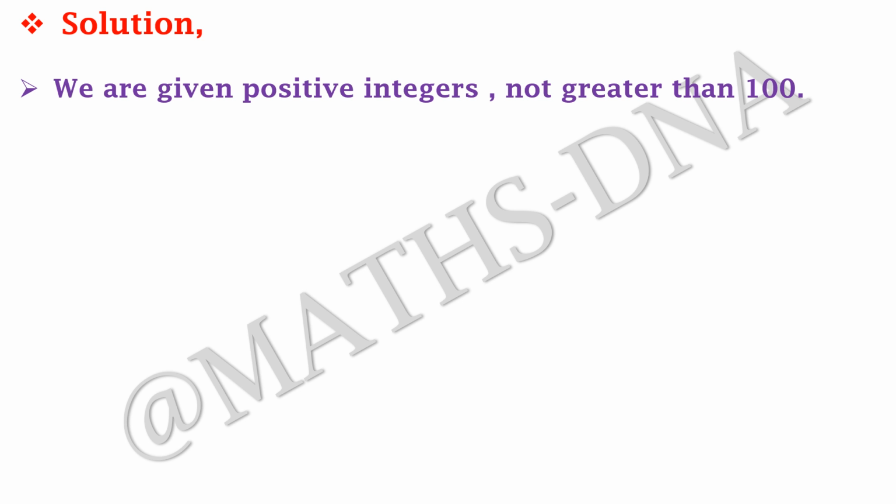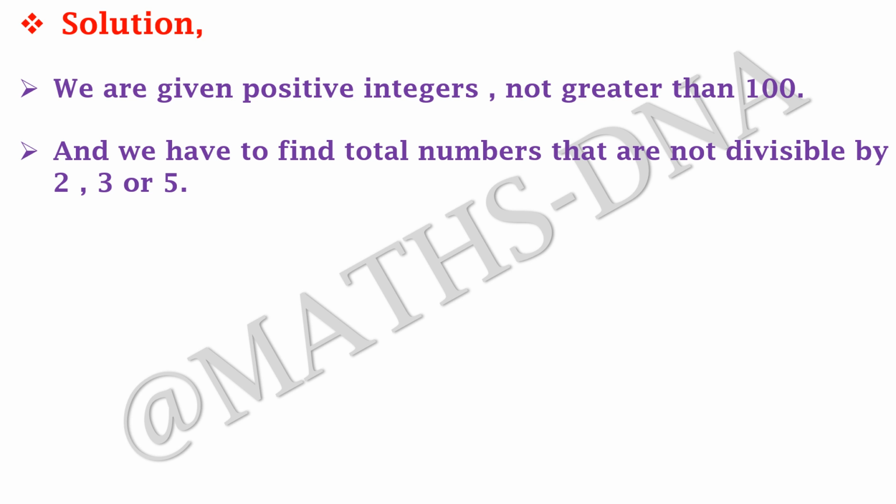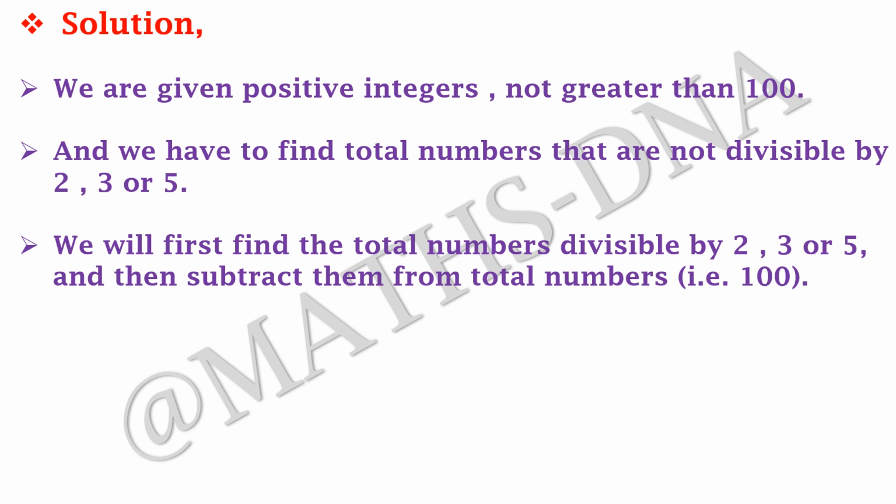Now solving the question. Firstly, it is given to us that the integers are positive and not greater than 100. And also we have to find the total numbers that are not divisible by 2, 3 or 5. Remember, not divisible by 2, 3 or 5. So we will find the numbers that are divisible by 2, 3 and 5 and then subtract them from the total, that is 100 numbers. Let us begin step by step.